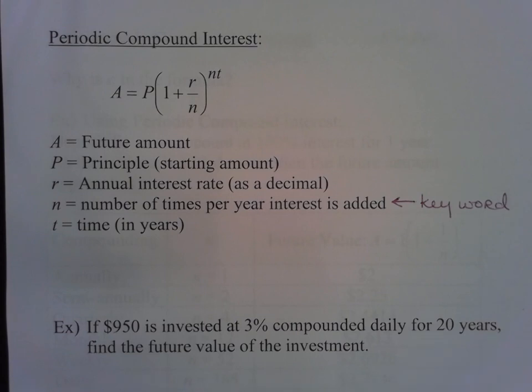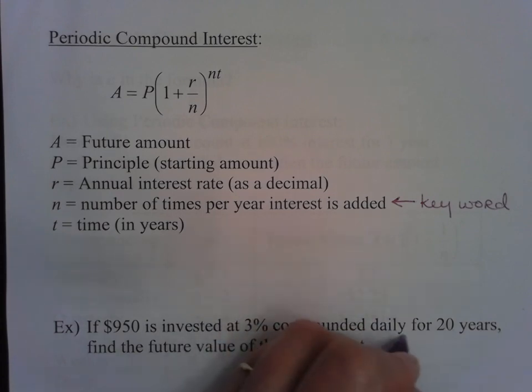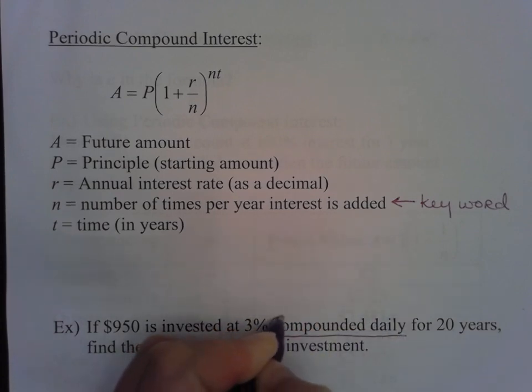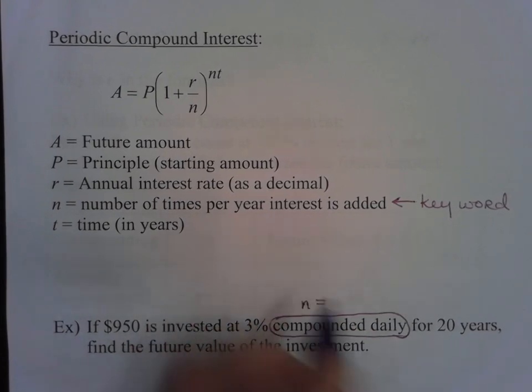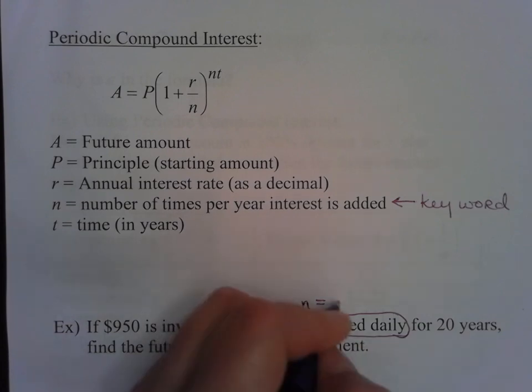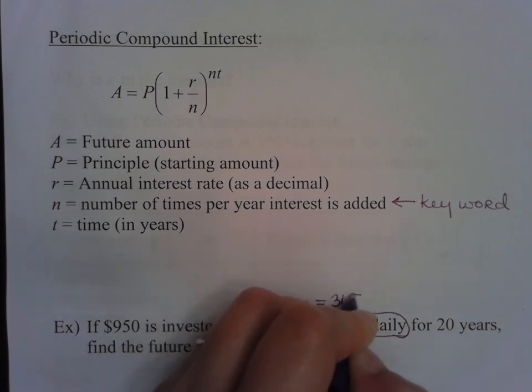All right, so let's try the formula out with this example here. It says if $950 is invested at 3%, compounded daily for 20 years, find the future value of the investment. So compounded daily means N is, how many days are there in a year? 365.